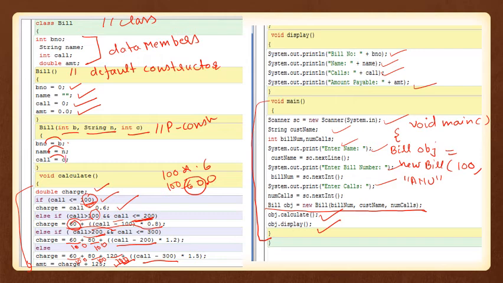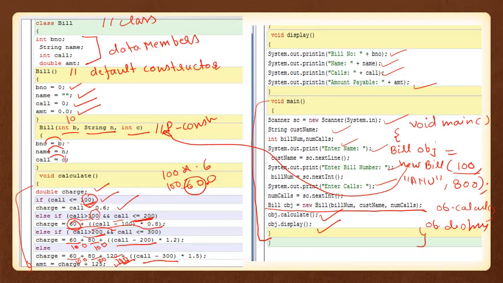Number of calls made, I am writing here 800. Then call the functions: ob.calculate and ob.display. You can write it short in main. Whenever you create the object, it is a parameterized constructor. So control moves to the definition of the parameterized constructor. In B it will store 101. In the string N it will store the value Anu. And in C it will store 800. According to that it calculates all the values and displays the result.